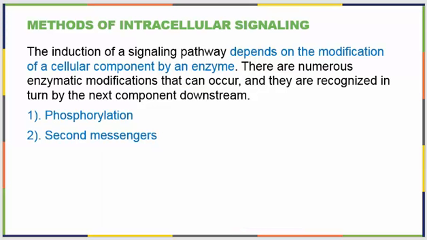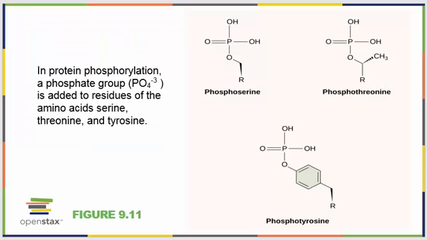There are a lot of methods of intracellular signaling similar to the one that you just saw. The induction of a signaling pathway depends on the modification of cellular components by an enzyme. There are numerous enzymatic modifications that can occur, and they are recognized in turn by the next component existing downstream. Two common methods of intracellular signaling are phosphorylation, which we've just seen a lot of, and molecules known as second messengers.